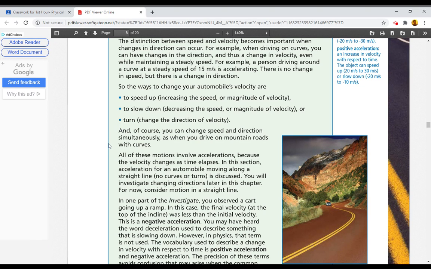And of course, you can change the speed and direction simultaneously, as when you drive on mountain roads with curves. All of these motions involve accelerations because the velocity changes as time elapses. In this section, acceleration for an automobile moving along a straight line is discussed. You will investigate changing directions later in this chapter. For now, consider motion in a straight line.